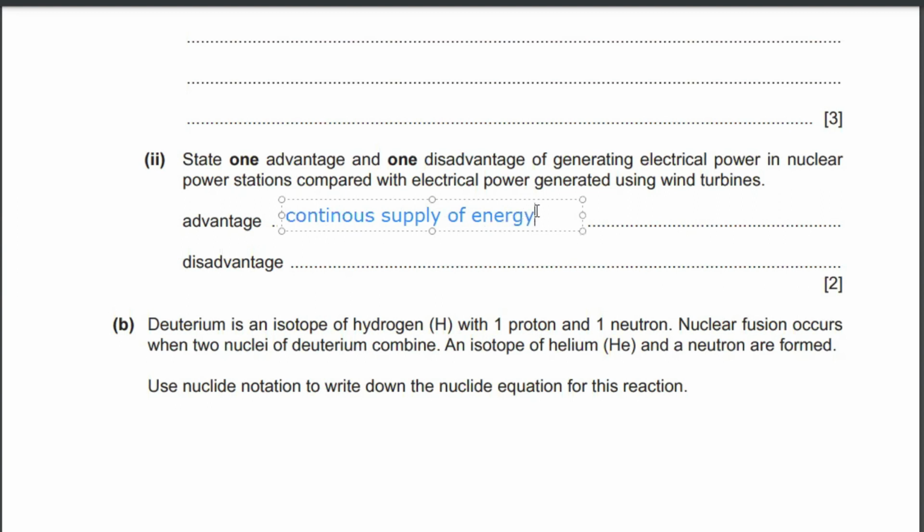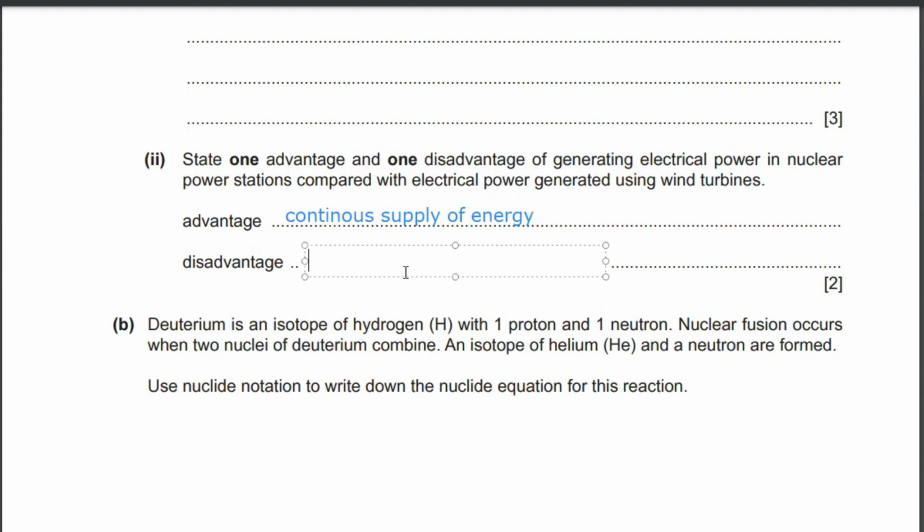So continuous supply of energy, and it is also not affected by weather, but wind turbines are affected by weather. Let's say there is no wind, there will be no movement in the wind turbine, so it is unreliable, because if there is no wind, there will be no turning of wind turbines and there will be no generation of electricity. But in this case, they have asked the disadvantage of nuclear power station.